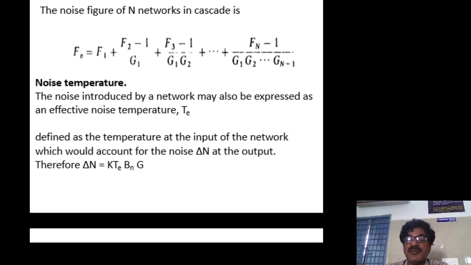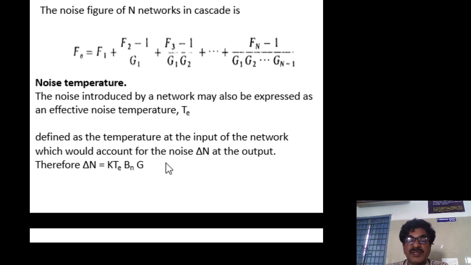Next coming to noise temperature. We express it as Te, the effective noise temperature. What is effective noise temperature? This is the temperature at the input of the network which would account for the noise delta N at the output. Therefore delta N we can express in terms of effective noise temperature as k Te Bn G.